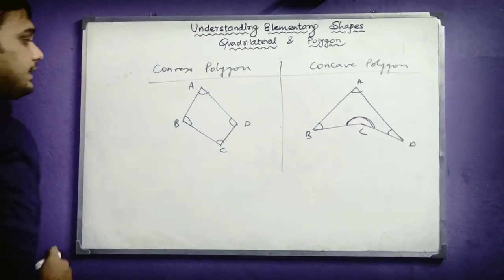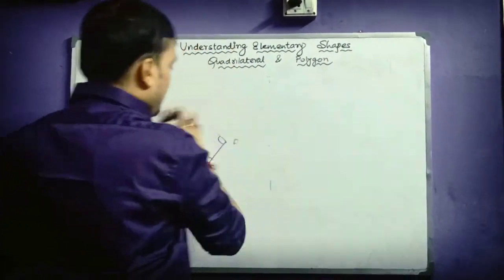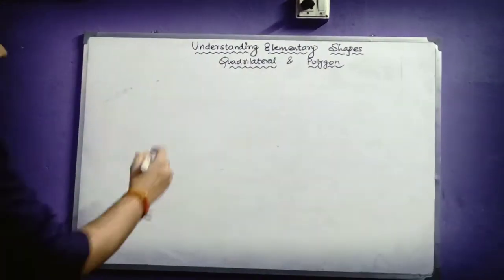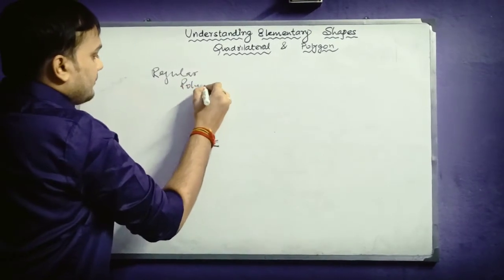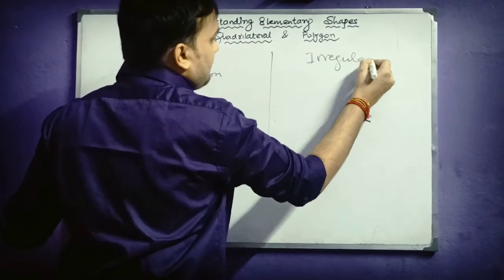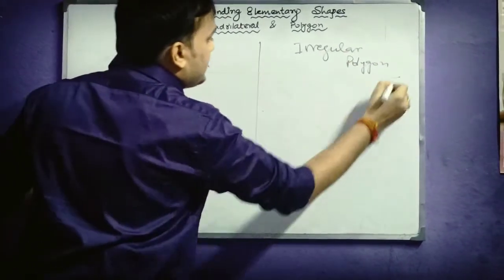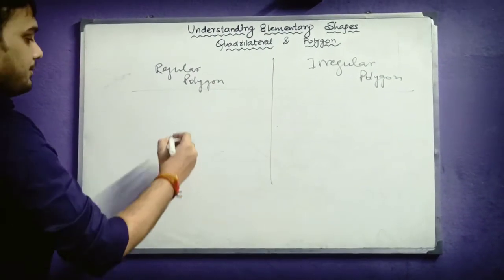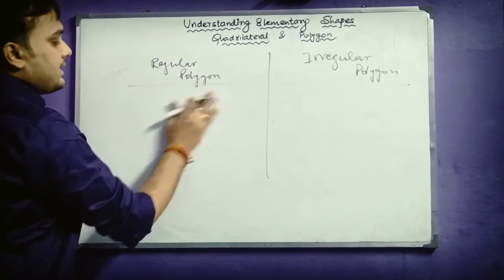Now next, there are also types on the basis of the sides. On the basis of the sides, there are again 2 kinds of polygon: regular polygon and irregular polygon. On the basis of the sides, you have regular and irregular. Why am I saying on the basis of the sides? Because in a regular polygon, what happens? All the sides are equal, like this.